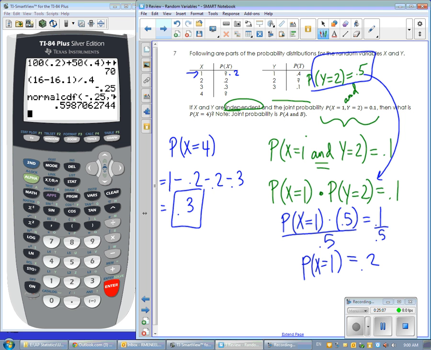I actually really like this problem, and I do think that there's one of these on your midterm. So you might want to just put a big star. There's definitely going to be one.